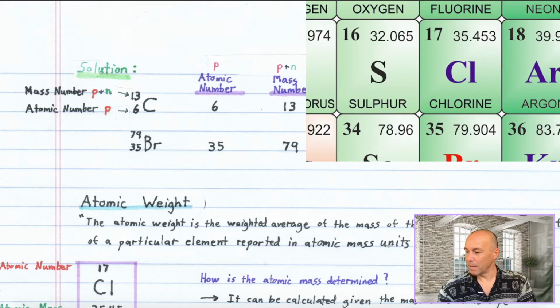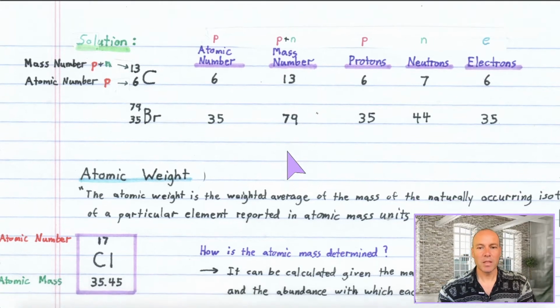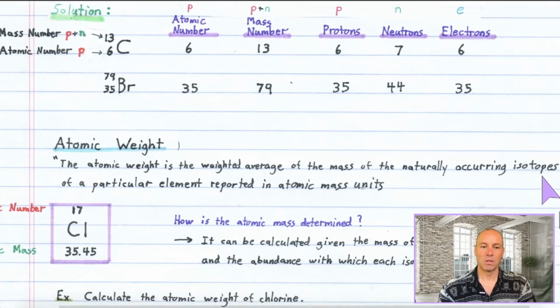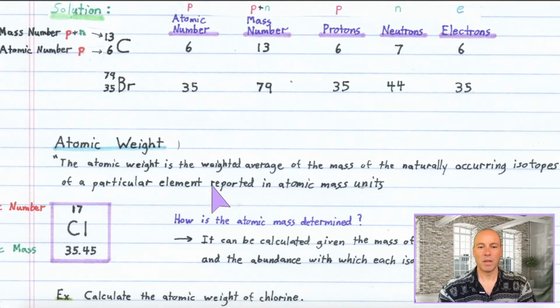Well, what the atomic mass is, it's called the atomic weight as well. It's the weighted average of the mass of the naturally occurring isotopes of a particular element, and it's reported in atomic mass units. So let's explain what this means.